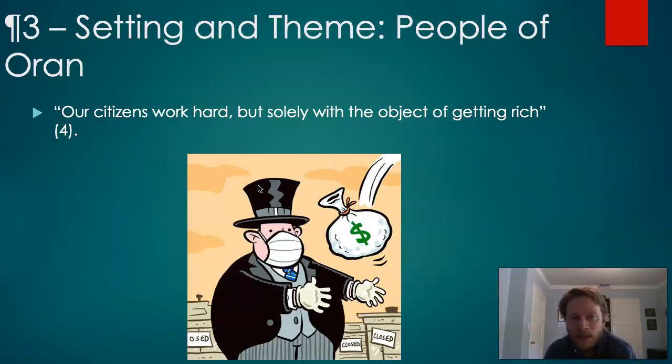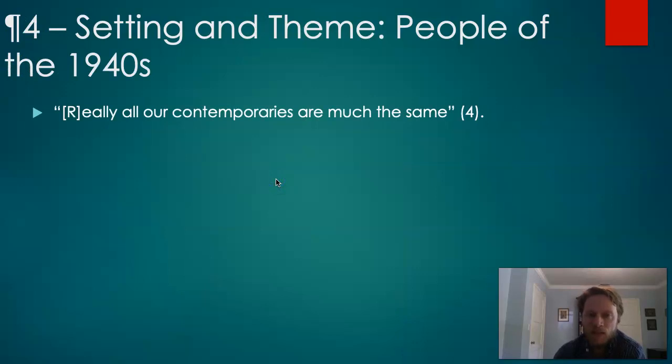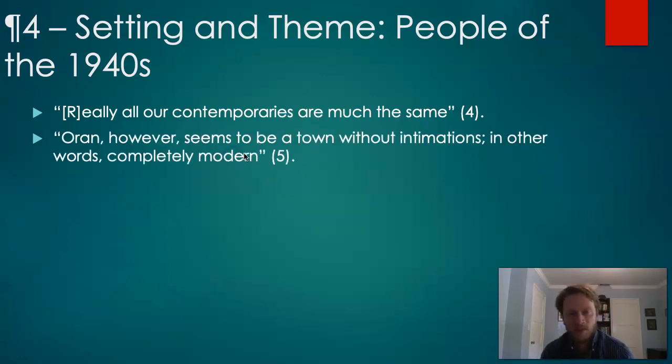Okay. And as for the people, the narrator writes, our citizens work hard, but solely with the object of getting rich. So he criticizes these people as just single-mindedly pursuing money. Then he generalizes that idea to all the people at this time in the 1940s. Really, all our contemporaries are much the same.